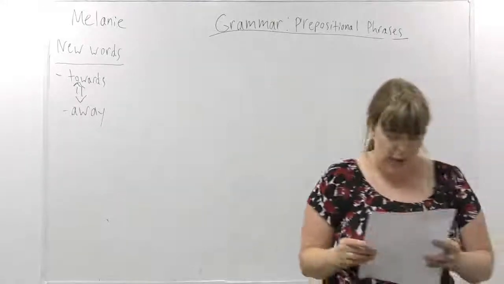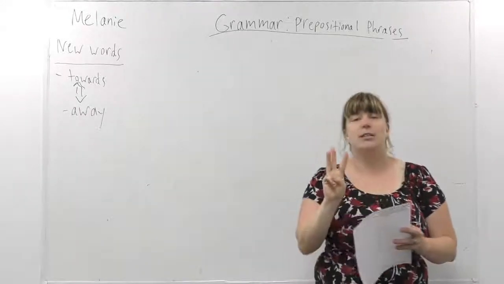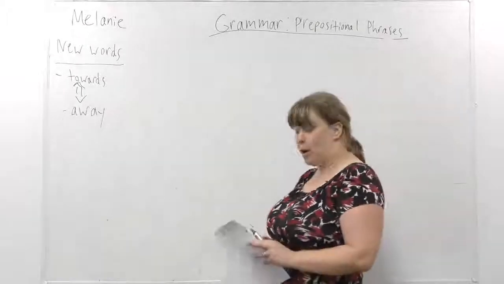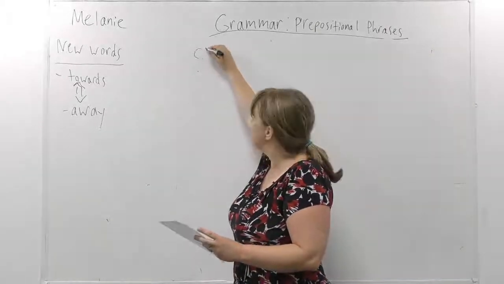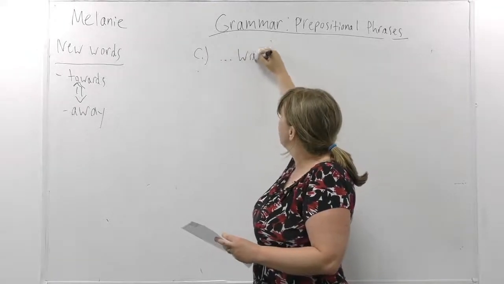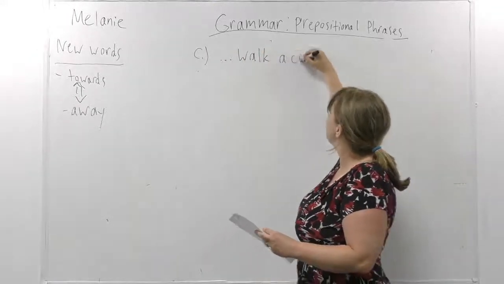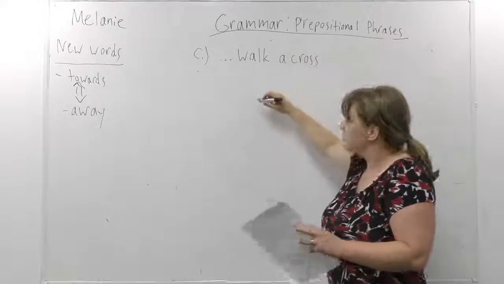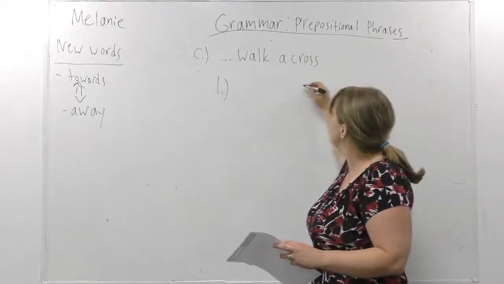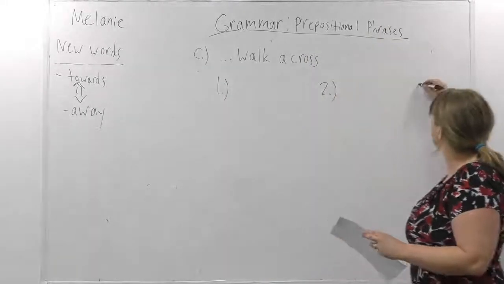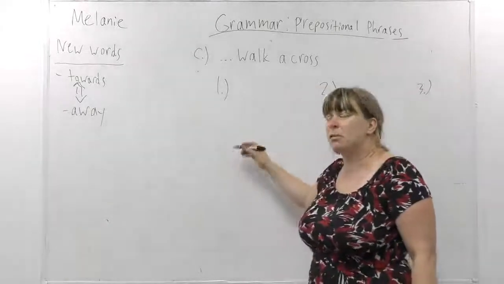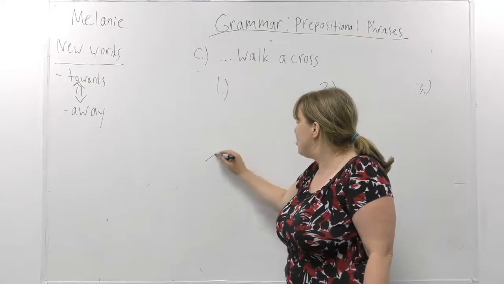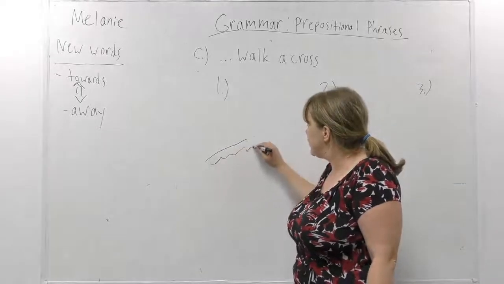All right. Name 3 things you can walk across. Okay. So, this is C. Walk across. Okay. So 1, 2, 3. Okay. So usually when we're saying across, imagine here is some water.